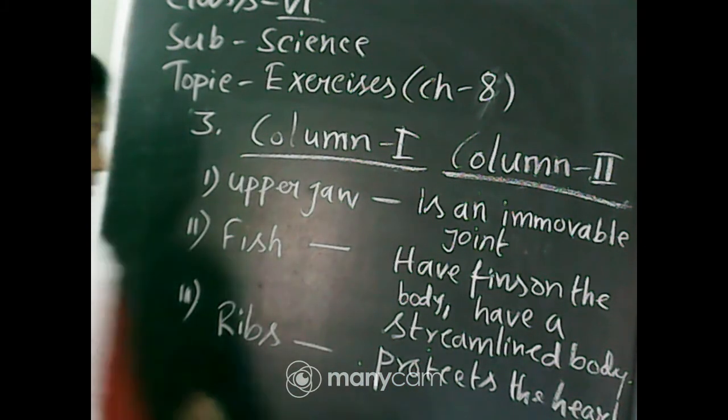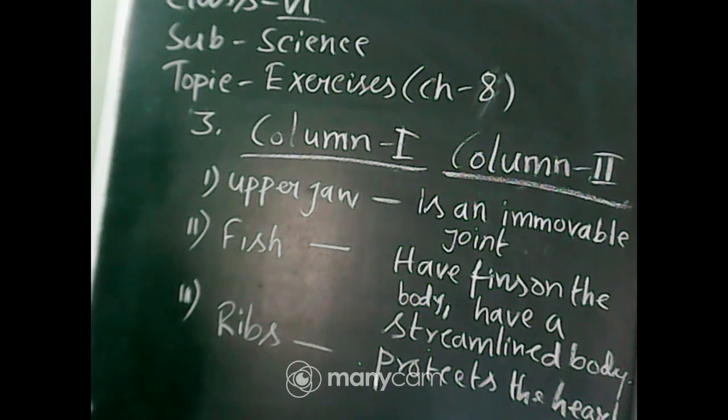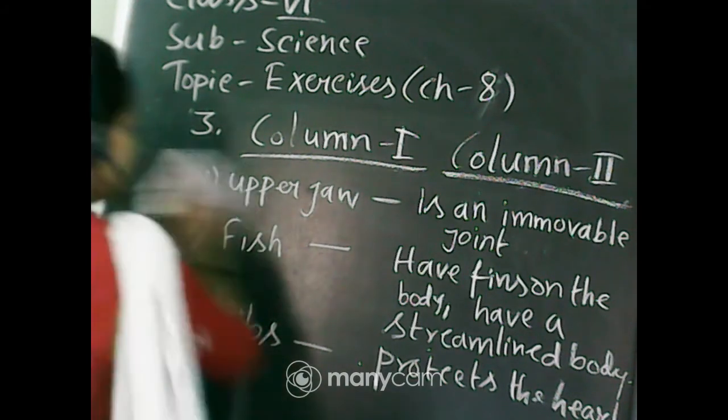Now I have to wrap the upper portion to write the other two options of column 1 and column 2. So try to write this first, then I am writing the remaining portion. Okay, I am writing.